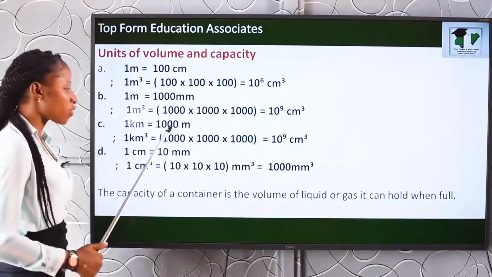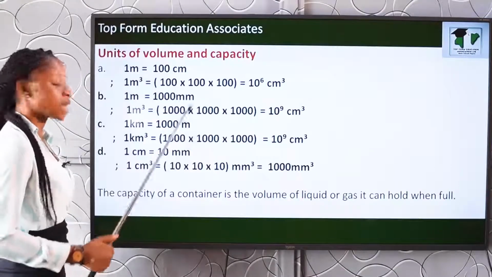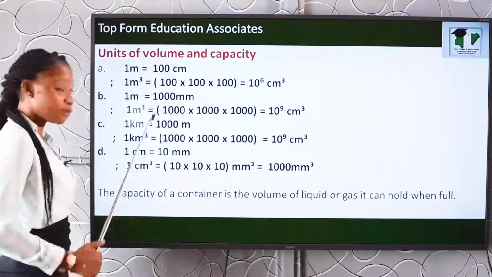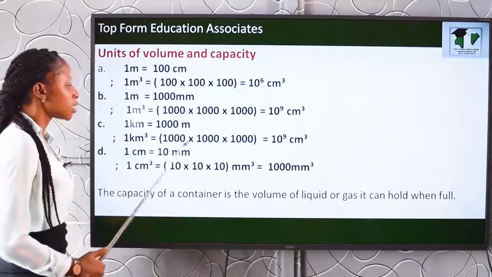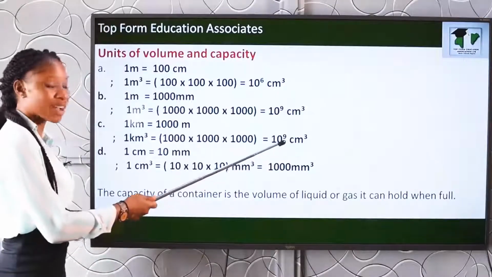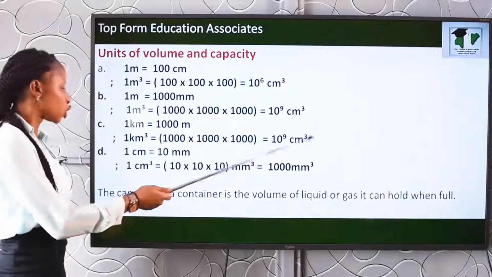1 kilometer makes 1,000 meters, and 1,000 meters make 1 kilometer. So 1 kilometer cubed in volume will be 1,000 times 1,000 times 1,000, which will give us 10 raised to the power 9 meters cubed.